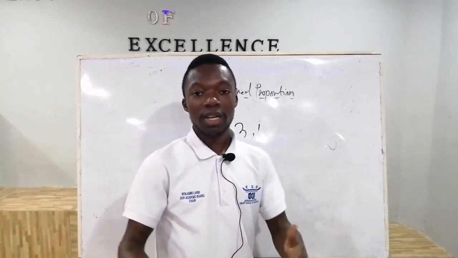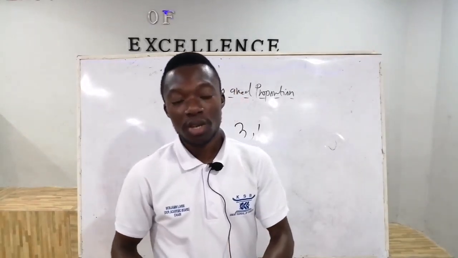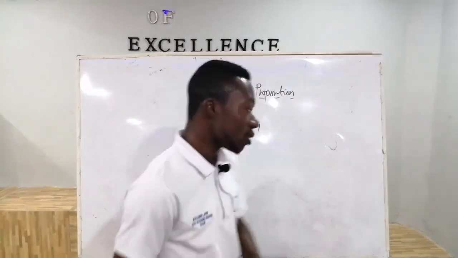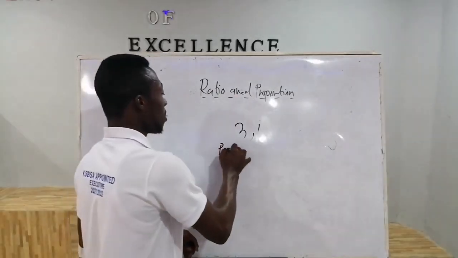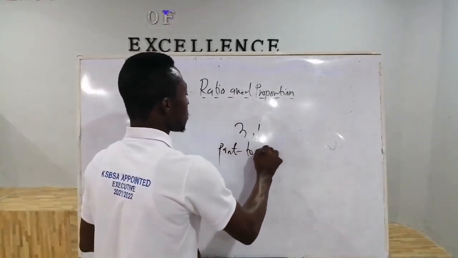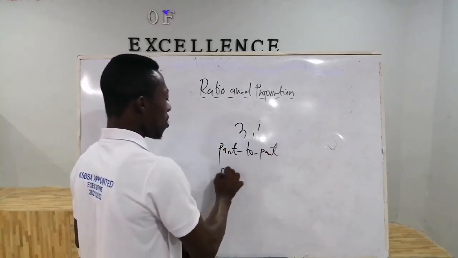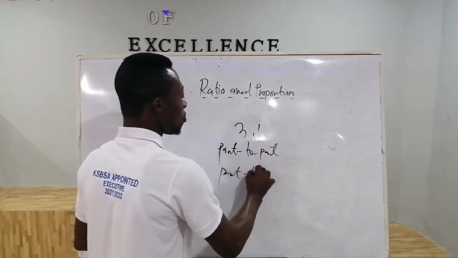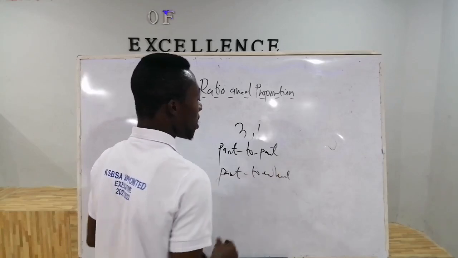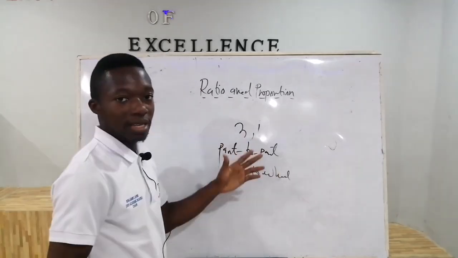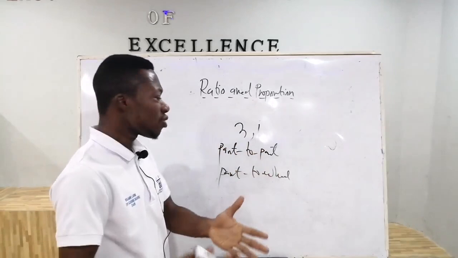So when it comes to ratios too, in ratios, we can compare part to part. What do I mean by part to part? We can compare part to part, or we can compare part to whole. We can compare part to whole. Either part to part or part to whole. What do I mean by part to part?